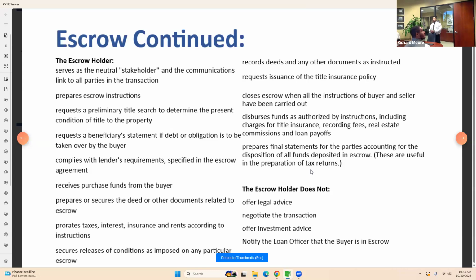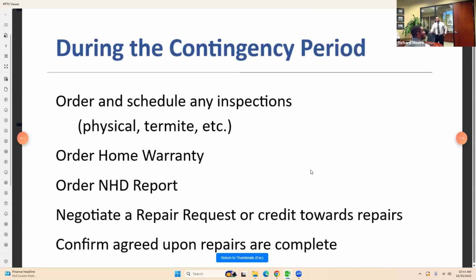I hear this from escrow all the time. Buyers call and say, well, can you tell the seller to pay for this because I don't want to. No, that's not their job. They call you as the agent to negotiate that. They're not supposed to call escrow to do that. So, yeah. All right, let's move on here.